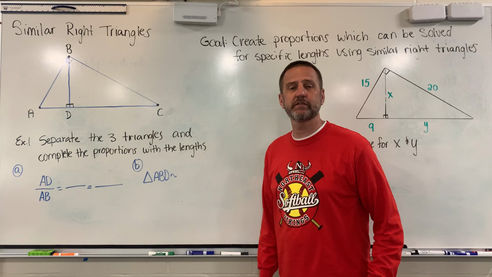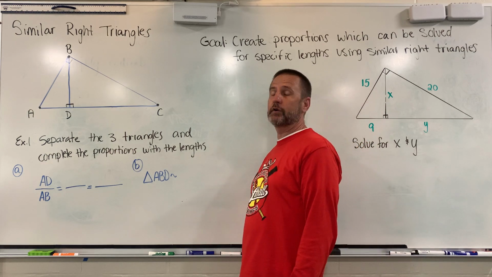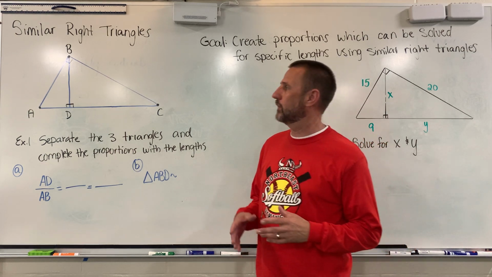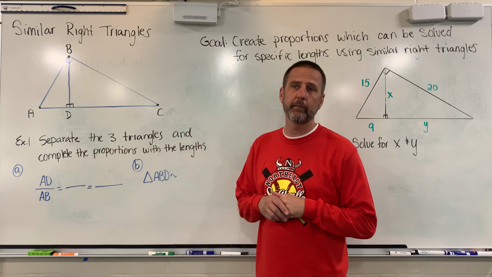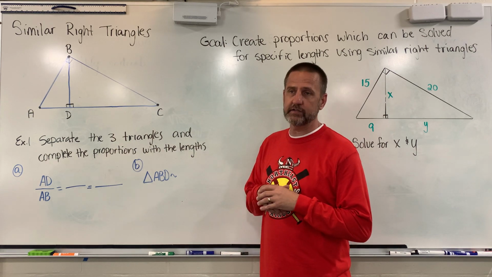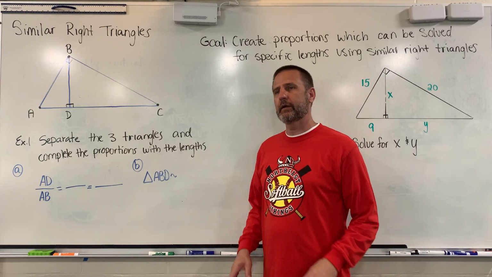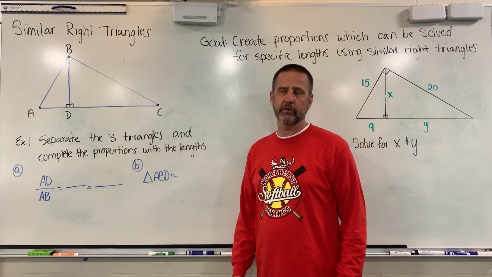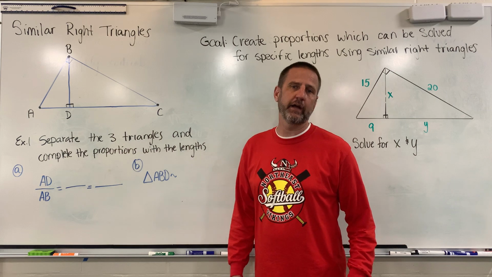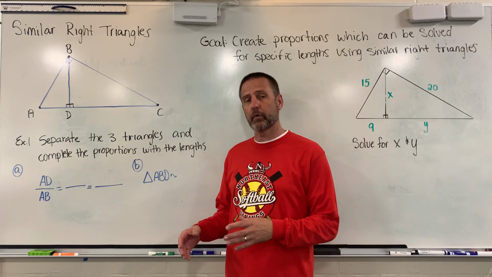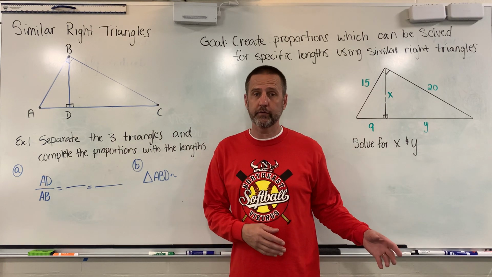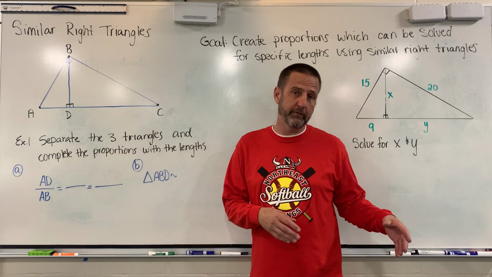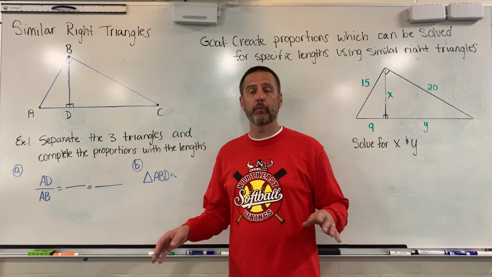We're going to be looking at similar right triangles. Our goal for today is to take a drawing of a right triangle that, in this case, is actually three right triangles. We're going to break it into pieces and show how each of the lengths for these triangles forms a proportion with the lengths of the other triangles. Basically, there are three triangles, and they're all proportional.